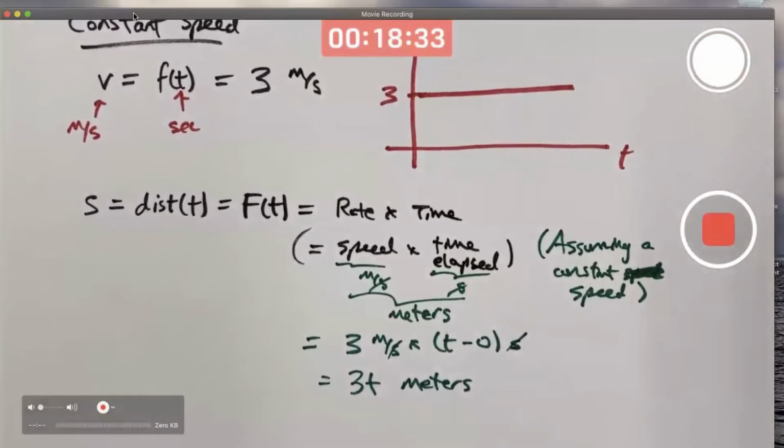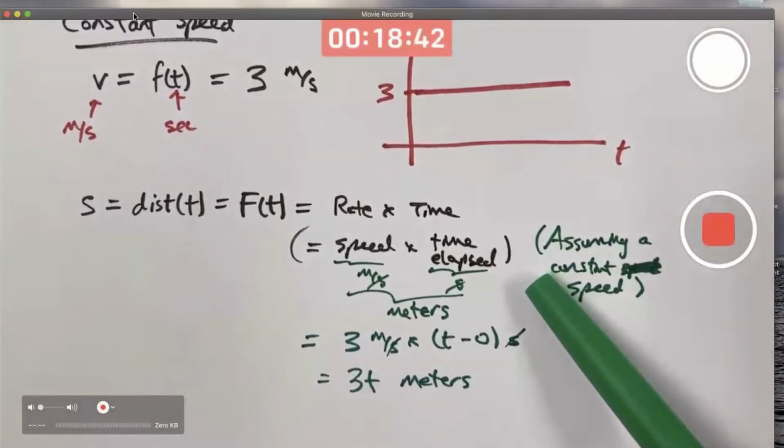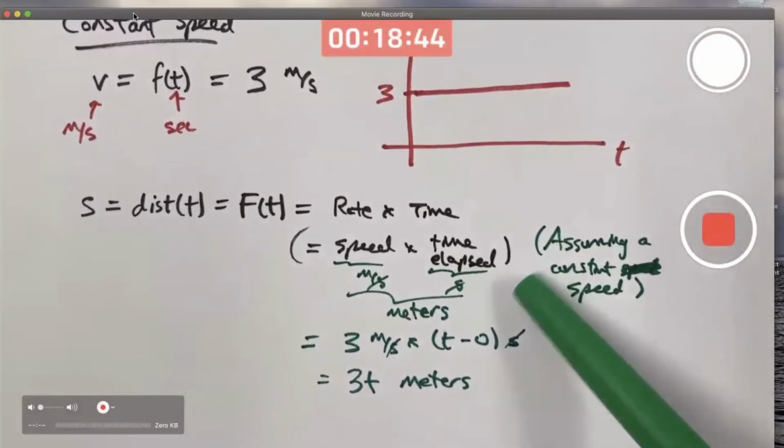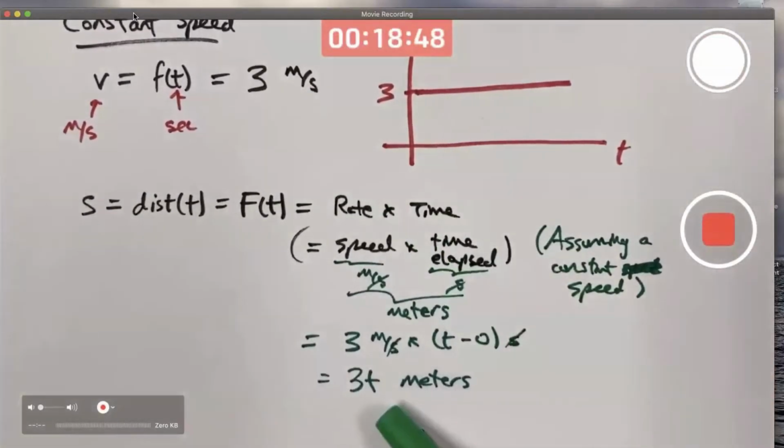Hey, couldn't I have just written that answer right at the start? Did I actually have to go through this stuff about thinking about rate times time? I could have, couldn't I? I could just find an antiderivative of 3, which is 3t plus C.